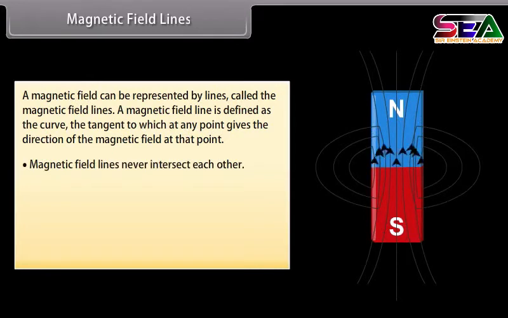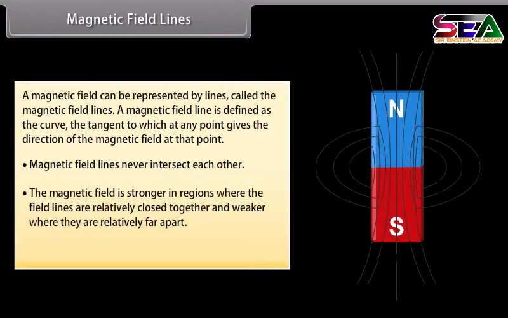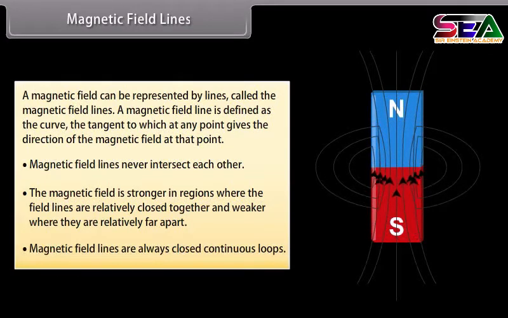Magnetic field lines never intersect each other. The magnetic field is stronger in regions where the field lines are relatively close together and weaker where they are relatively far apart. Magnetic field lines are always closed continuous loops.